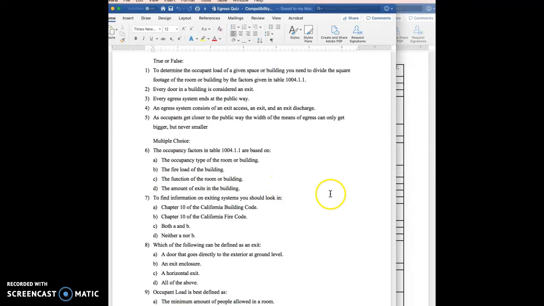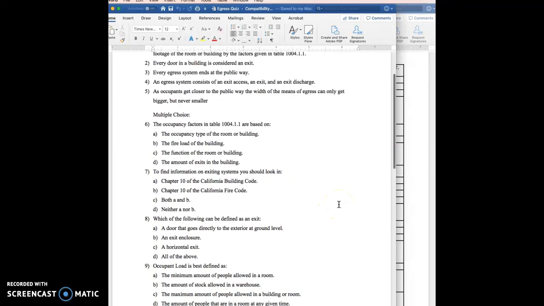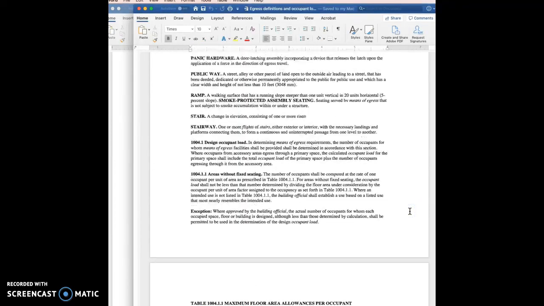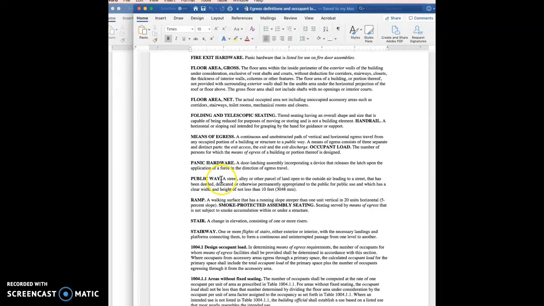Okay, number 3, every egress system ends at the public way. And that is correct. The public way, we saw, is a street, alley, or other parcel of land open to the outside air leading to a street that has been deeded, dedicated, or otherwise permanently appropriated to the public for public use and which has a clear width and height of not less than 10 feet. So once they get there, they're done.